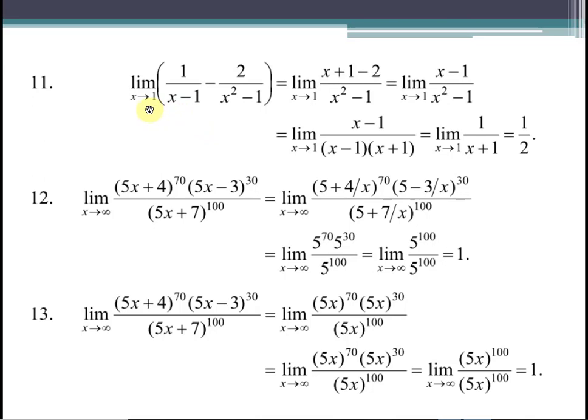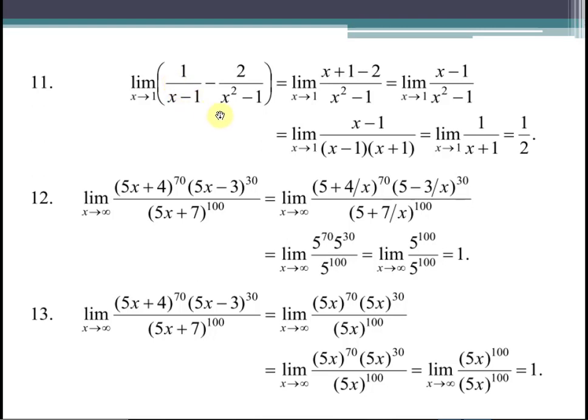limit as x tends to 1 and two fractions. If you put 1, we get infinity minus infinity. This is indeterminate form. And what we need here? We need to give the common denominator. Before giving the common denominator, we can factorize this denominator, x squared minus 1. It is x minus 1 and x plus 1.